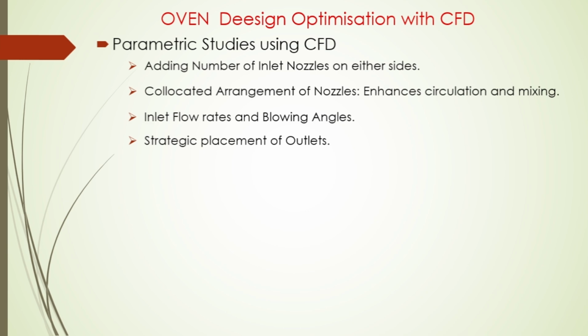Strategic placement of outlets, and velocity of the object or the body in white in the ovens. In general, in ovens, the body in white or some of the objects are moved through the oven at a certain speed. So this speed also impacts the efficiency of the oven.